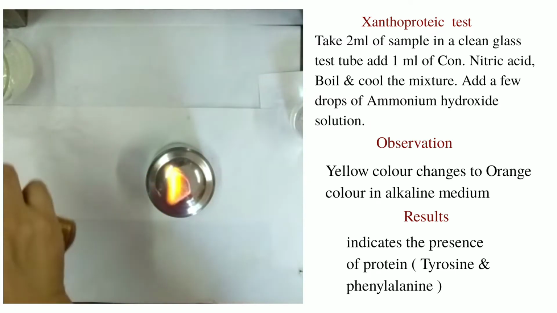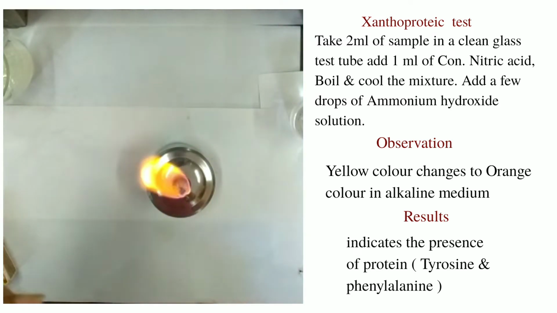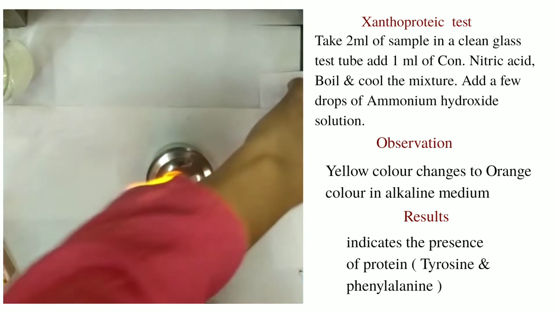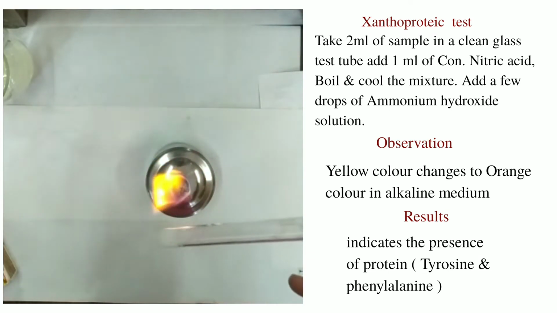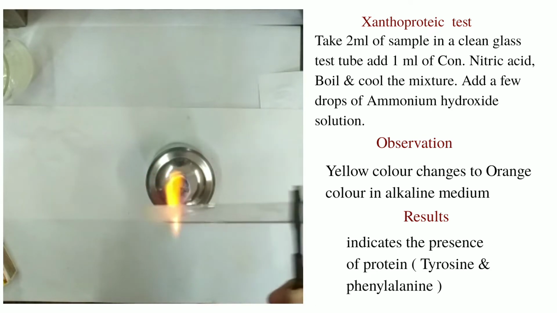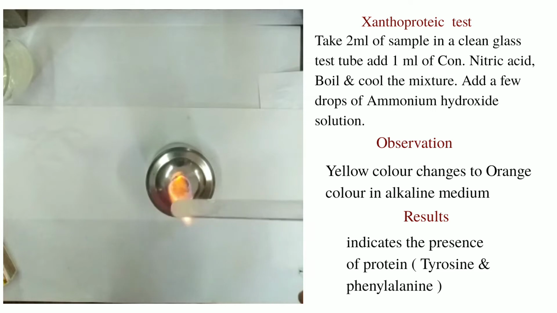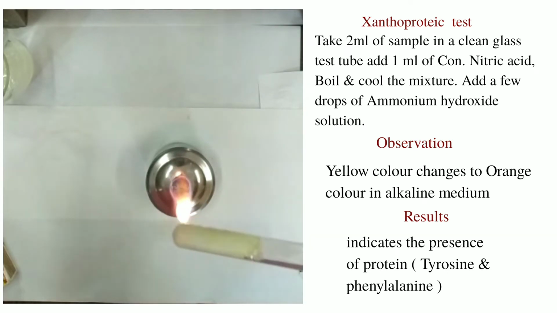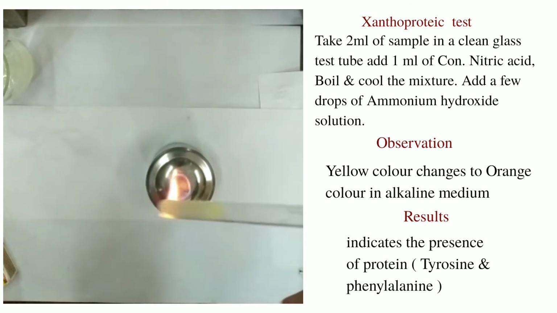Hold the test tube tightly with the test tube holder and start heating. Be careful. Face the test tube away from you. You can see as it heats, the color changes. The color changes into yellow.